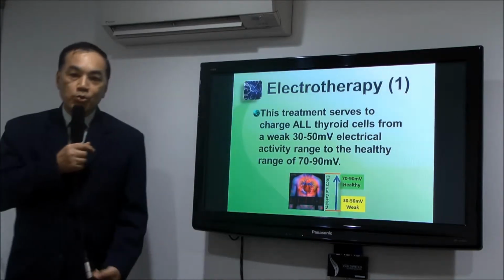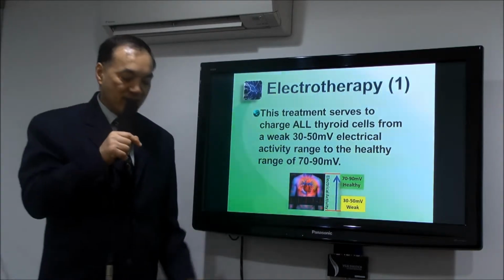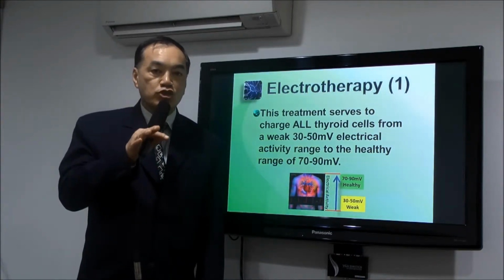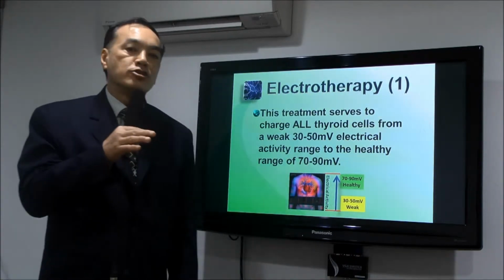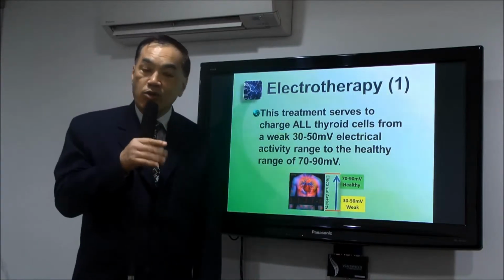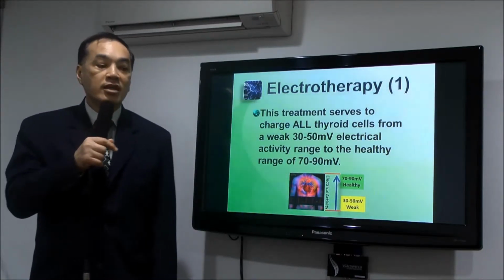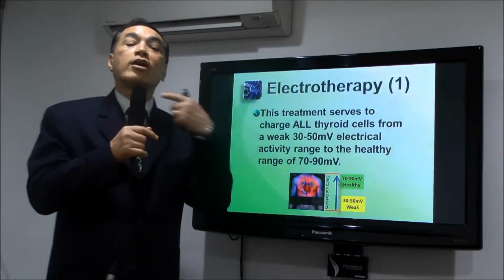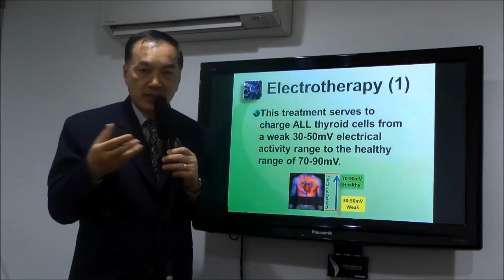How does electric energy work against such conditions? As you remember, oxygen and nutrients will be more absorbed once we do electric energy treatment, usually within half an hour. All our 100 trillion cells in the human body will be fully charged. And once fully charged, more oxygen and nutrients will go into our glandular cells and more toxins cleared.